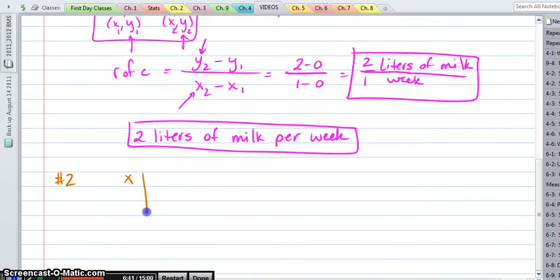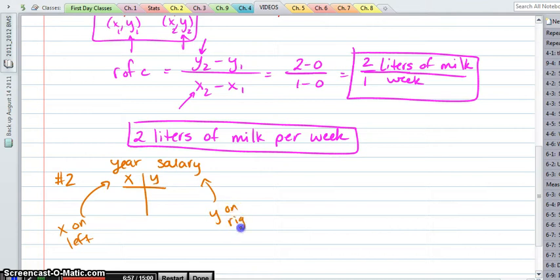Something to point out is that even if the X and Y aren't there, so here we have year and we have salary over Y, X is usually typically on the left and Y is typically on the right. That is not always 100% true, but most of the time it is. So if there is not an X and Y present, please just know that the left column will represent X, which might be the year, and the right column will represent Y.